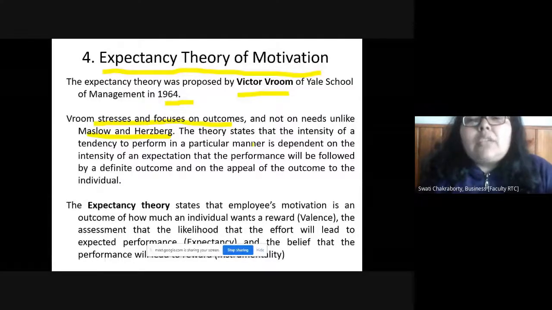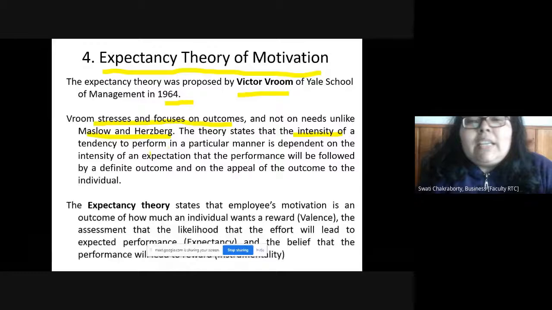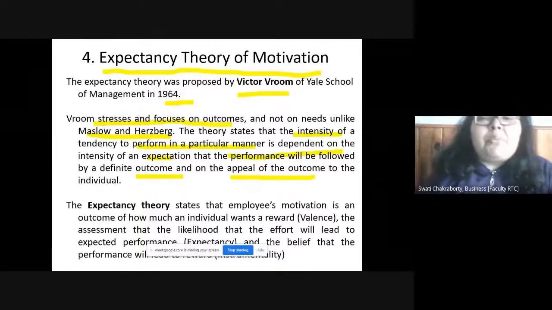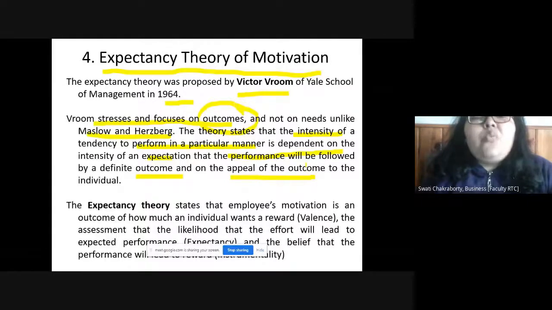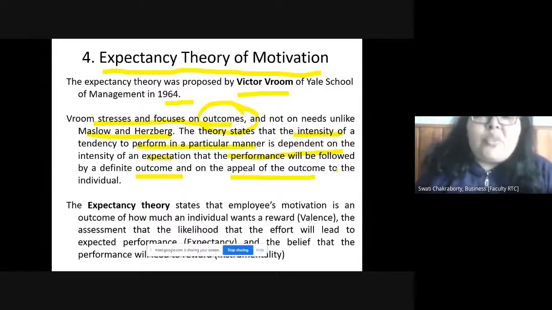It's talking about outcomes. So they're actually talking about the intensity of an individual to perform in a particular manner. It depends on our expectation, that when we perform something there will be a definite outcome, and also that outcome would be as per our liking. So we are talking of the outcomes. Vroom's theory talks of outcomes. We would be performing something, and the amount of effort that we are giving is based on the level of performance that we would want.